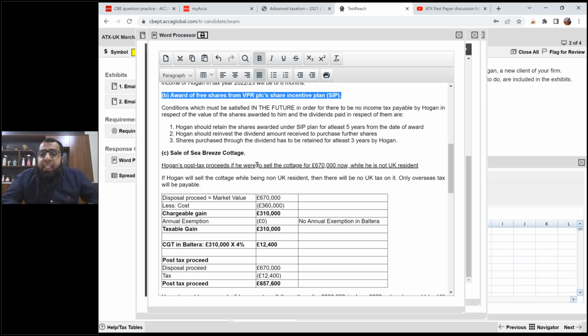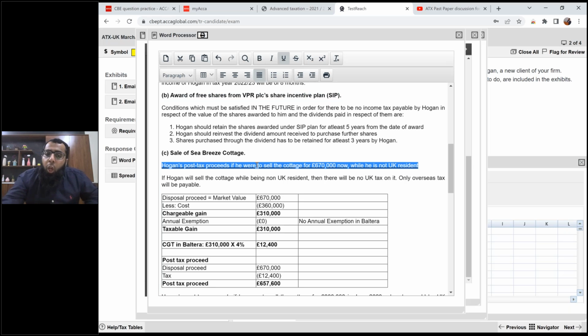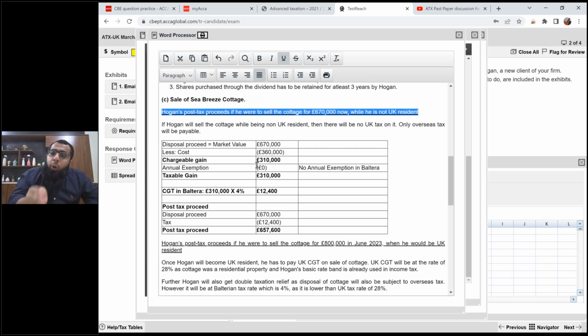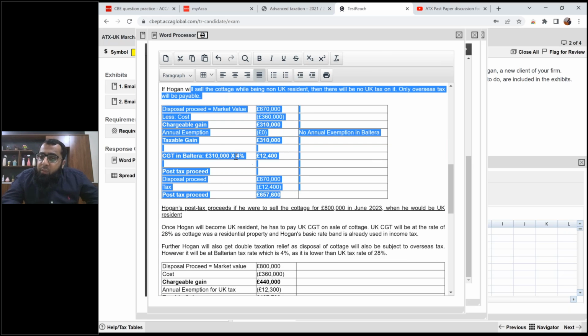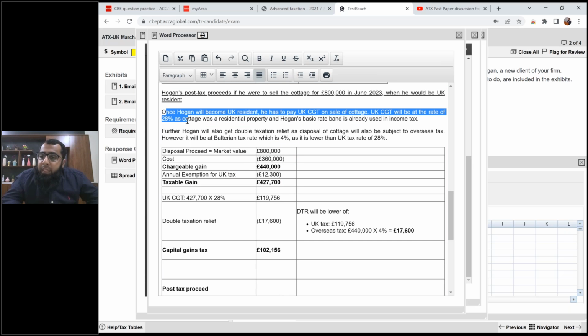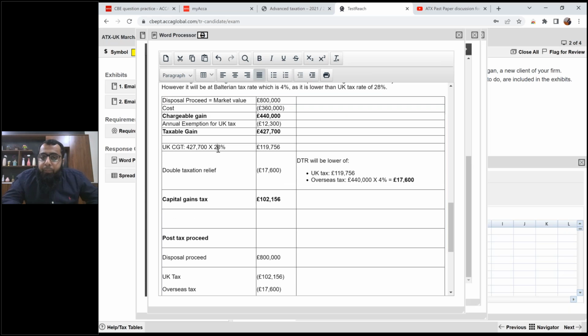Then comes the sale of Sea Breeze Cottage: Hogan's post-tax proceeds if he were to sell the cottage now. Now he's not a resident. It is written while he's not resident. So if he's not resident, he will only pay overseas tax. The overseas tax is 4%. But once he becomes UK resident, he has to pay tax at 28%. Okay, we calculated the UK tax.